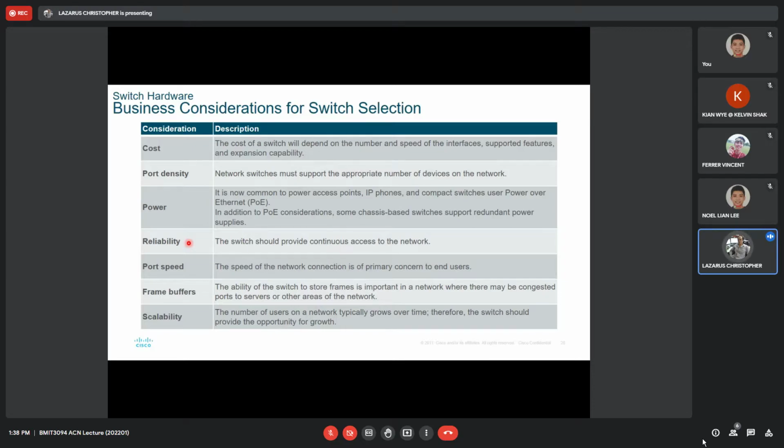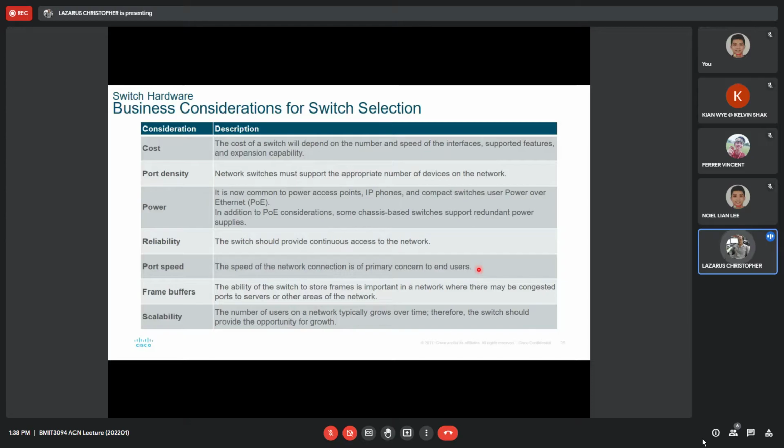Then we have to consider port speed. This is of interest to end users, but it depends on the NIC port speed of the host. There's no point providing a high port speed on your switch if you already know the host PC speed is not going to achieve that. For example, a legacy host with 10 megabits per second against a switch port speed of 100 megabits per second.